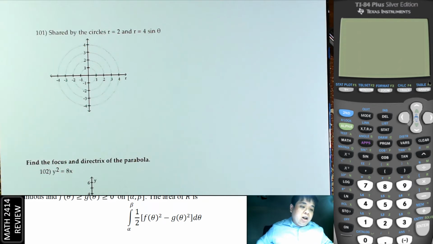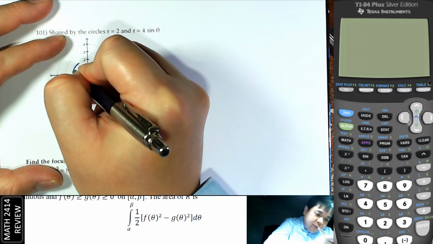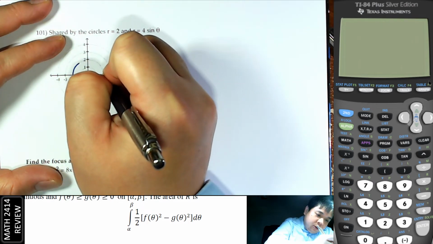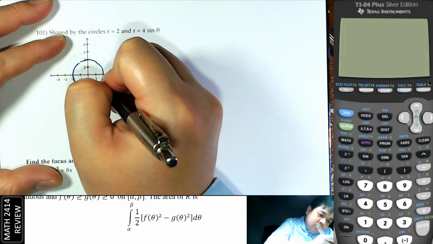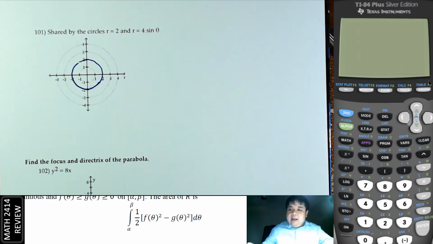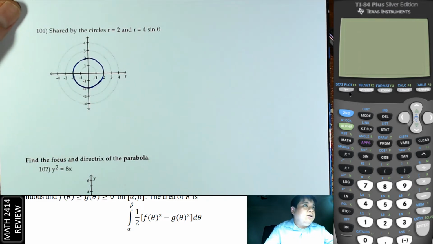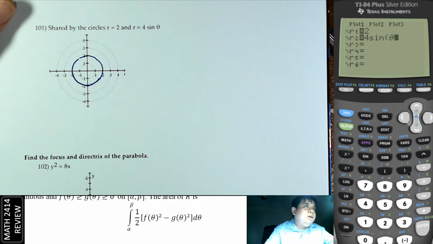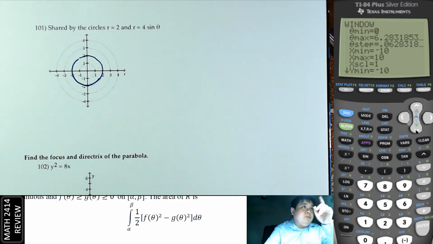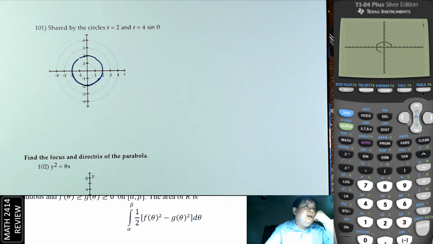Find the area shared by the circles r equal to 2 and r equal to 4 sine theta. Right, r equal to 2, that's the circle. And then the other circle, we can just graph both of them, and then we go from 0 to 2 pi. Alright, let's see the graph. That's a circle, and then another circle.